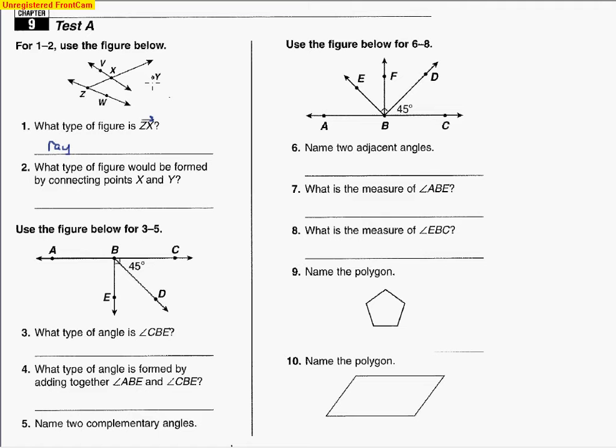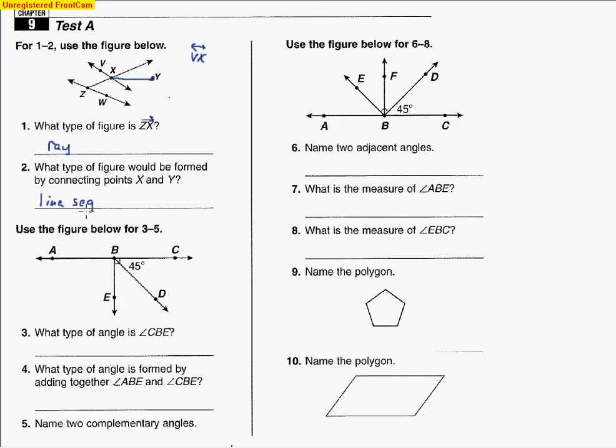Now, if it were a line, like VX, a line would have a hat on top that has arrows on both ends, signifying that it goes on forever towards the left and then towards the right. Let's take a look at the next question here. It says, what type of figure would be formed connecting points X and Y? So if I connected X here just to Y, what kind of figure is that? Well, we call that a line segment.